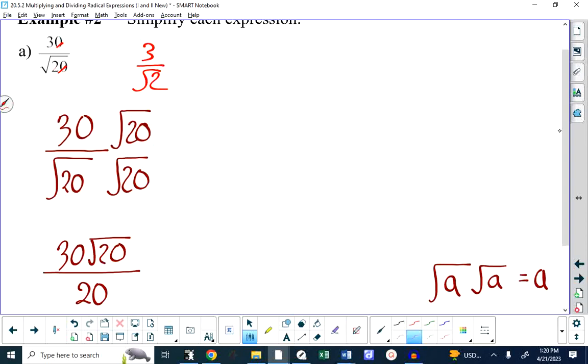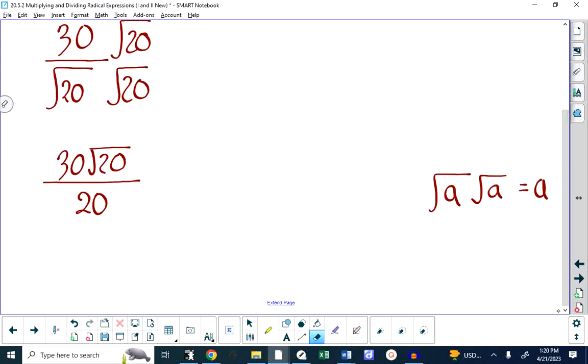All right. Can I now divide the 30 by the 20? Yeah, because they're both coefficients. So now what I have is 3 root 20 over 2. Am I done? No, because root 20 is simplifiable.